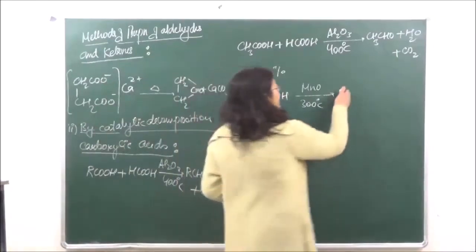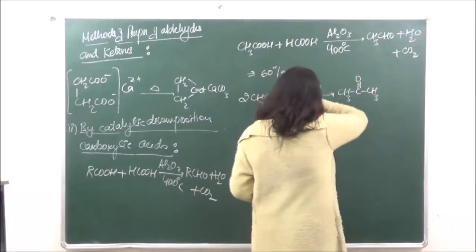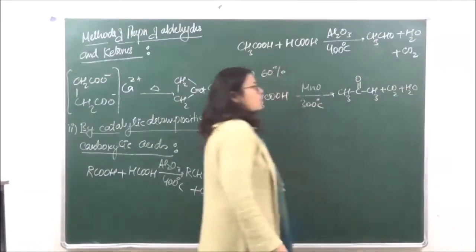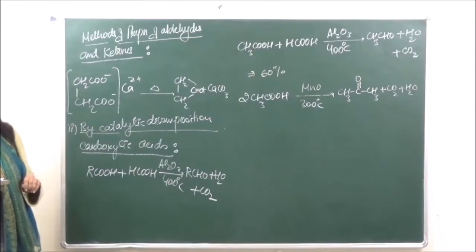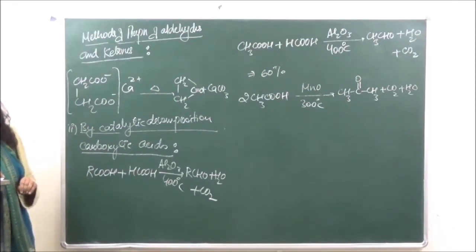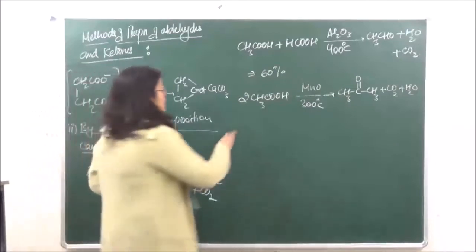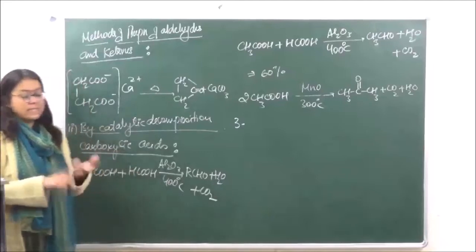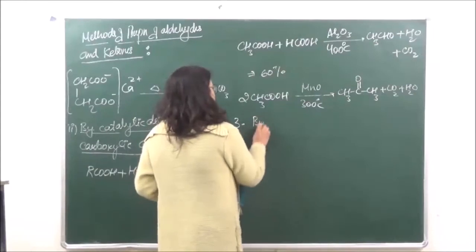Then we are going to get a symmetrical ketone plus water. Okay? So we are getting a ketone over here plus carbon dioxide plus water. Then the third method which we are going to do: first we did it from alcohols, second we did it from carboxylic acids. The third method is by hydrolysis of gem dihalides.